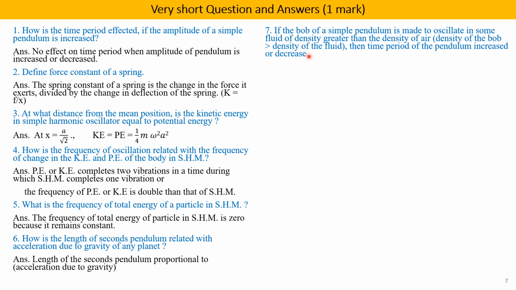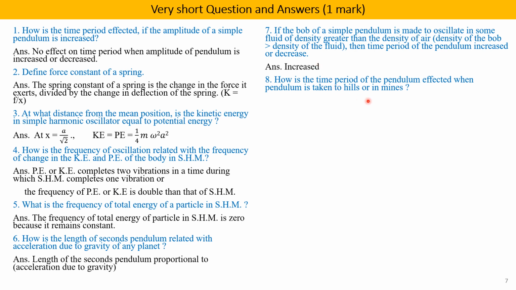Question number 7. The bob of a simple pendulum is made to oscillate in some fluid of density greater than the density of air. That is, density of bob is greater than the density of fluid. Then time period of pendulum increases or decreases? It is increased.